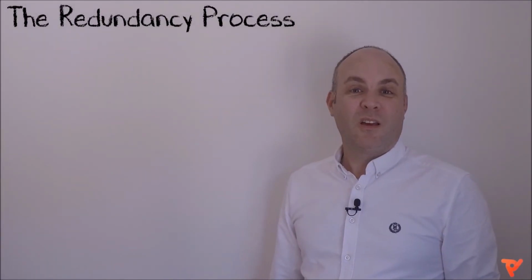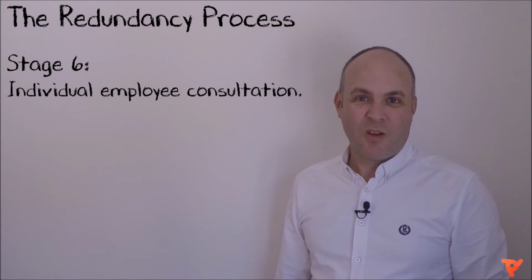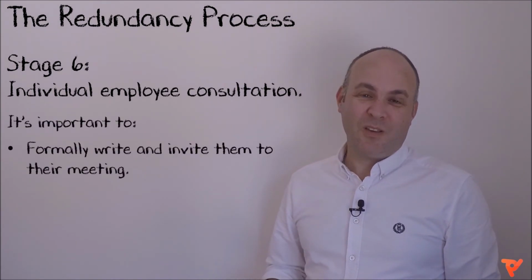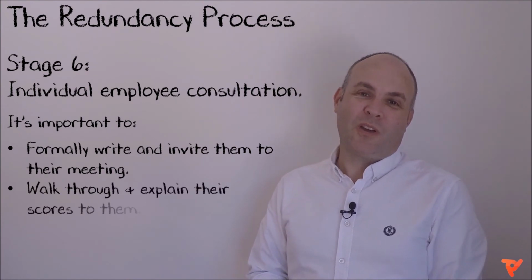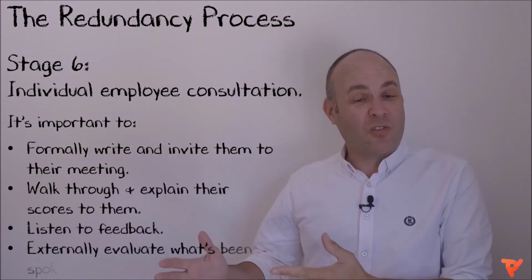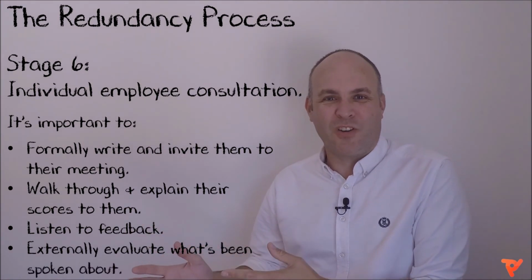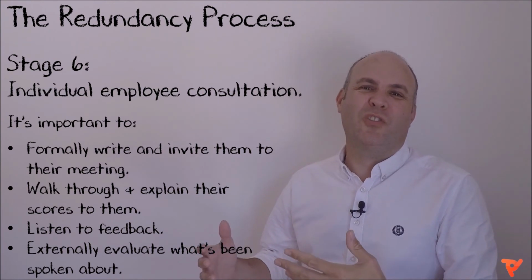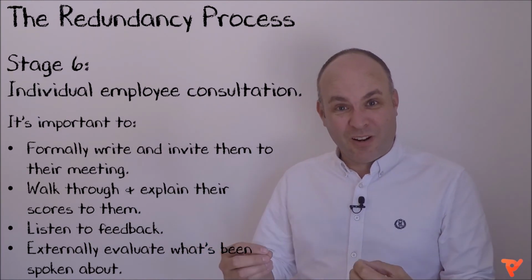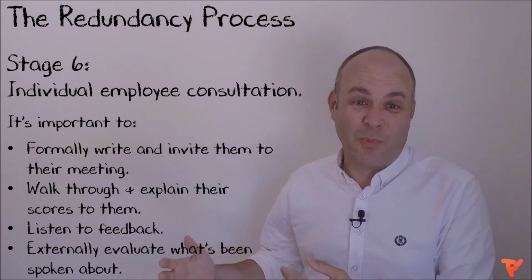Stage 6. You need to consult with employees individually. Write to them, invite them to a formalised meeting. Within the meeting, you're going to look at their scoring. You're going to look at any feedback they may have. You may find they give you representations against the scoring you've provided because perhaps there's a criteria in there you didn't know about, or a situation or a piece of training or a skill you weren't aware of. You need to then evaluate that externally at the meeting afterwards against your processes and see if it affects your critical paths.